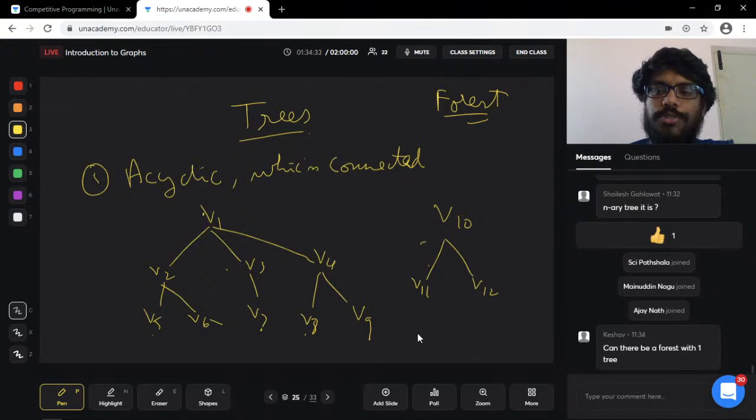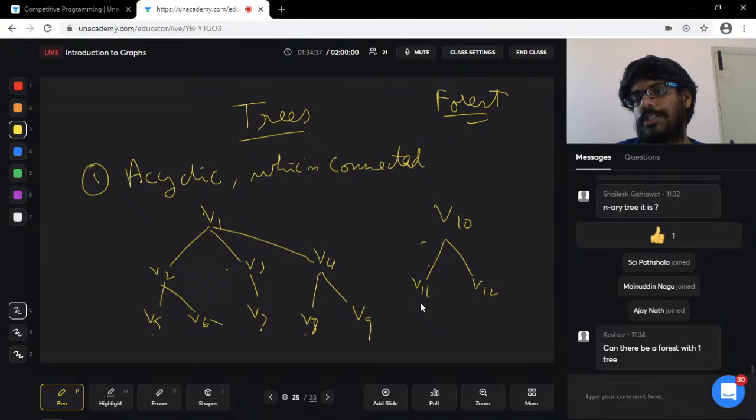Keshav, yes, there can be a forest with a single tree. In other words, a single tree is also a forest. A tree is always a forest, but a forest is not always a tree.